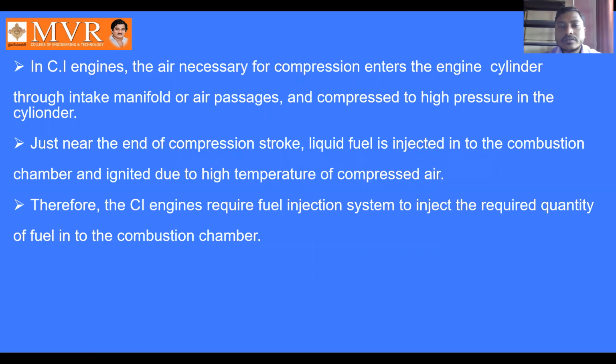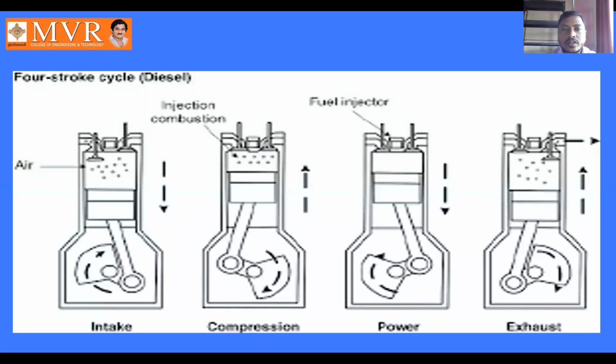See, coming to here, we can observe the 4-stroke cycle diesel engine. We have already studied the 4-stroke cycle diesel engine in the previous classes, and once again I am reminding you how it works. See here, we have 4 processes in the 4-stroke cycle diesel engine. The first process is suction or intake, the second one is compression, the third one is power, and the fourth one is exhaust.